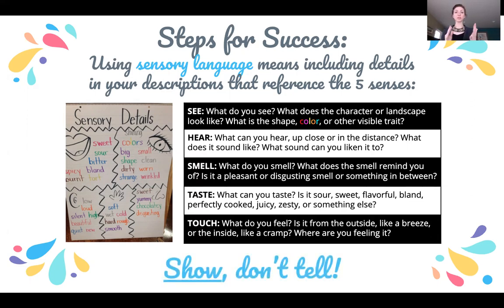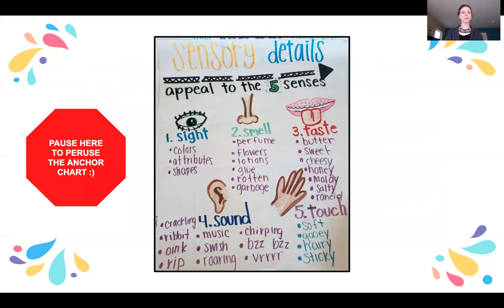When we use sensory language, we want to show, not tell. So it's like saying, is this a pink slide? Or showing someone, giving them a mental image and a feeling of what that slide was like. We'll give some better examples than that too. Pause here to peruse or read this anchor chart.